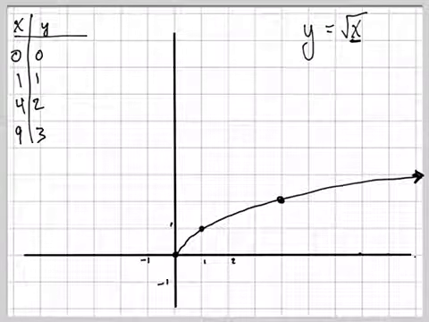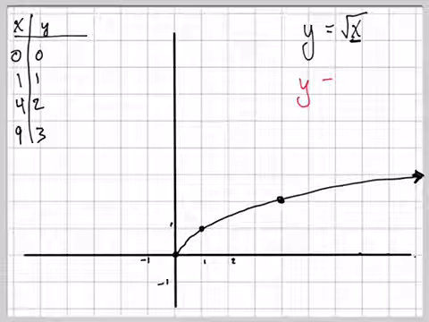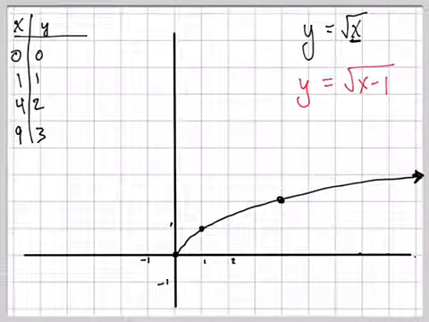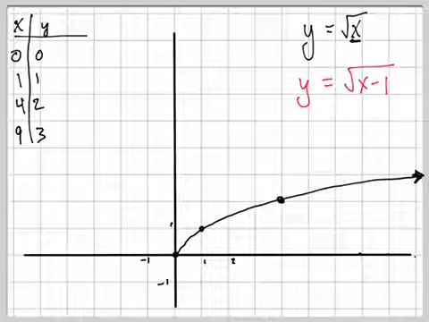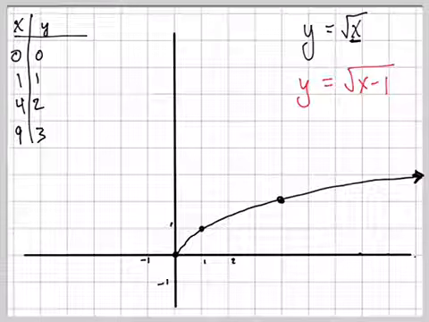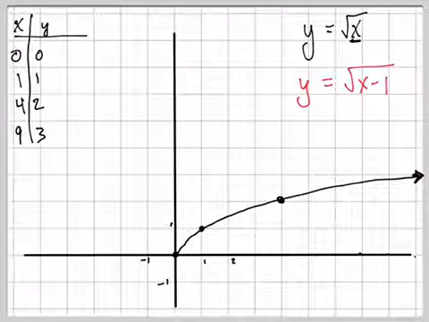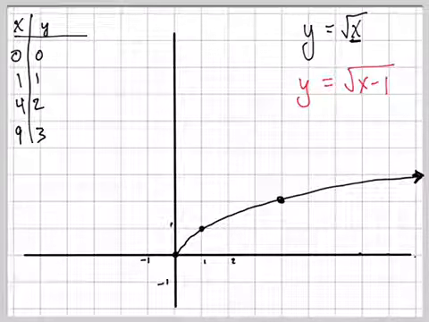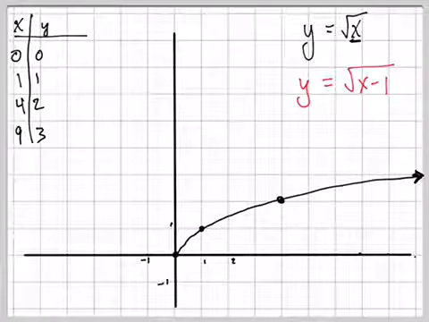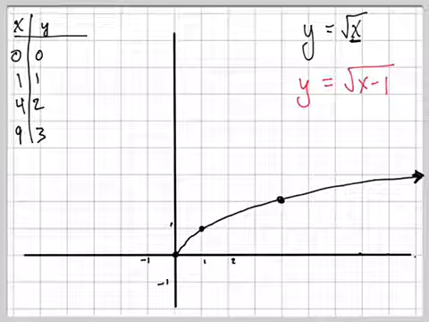So the question is, what happens when I subtract 1 on the inside? What does that do to my graph? It subtracts 1 from the x to get the y. So what does it do to my graph? What is this black graph going to do differently? Well, let's find out.